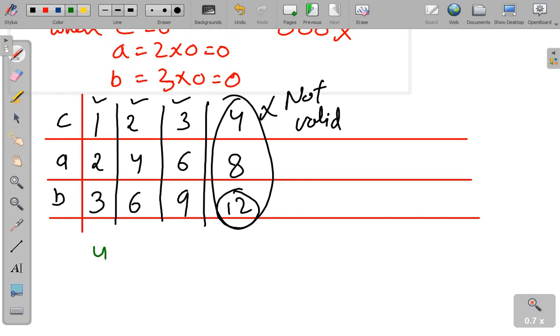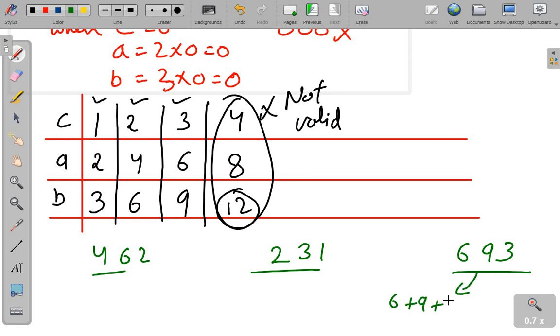The number may be 4, 6, 2, or 1, 2, 3, or it can be 6, 9, 3. The number can be either of these 3 combinations. What the question has said to us is that by adding the digits we get 12. So let's check. 6 plus 9 plus 3 is 18. So 12 did not come, so we rejected this number.